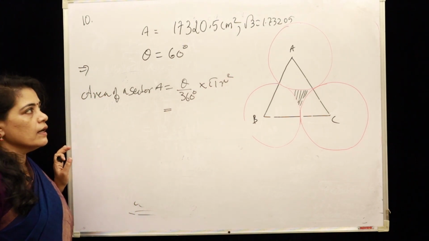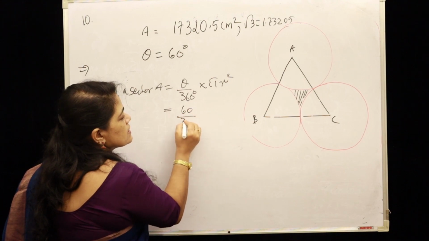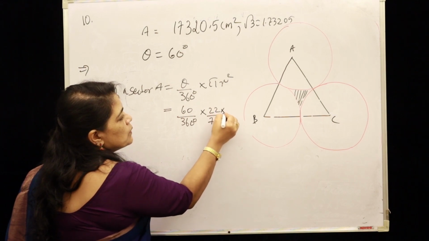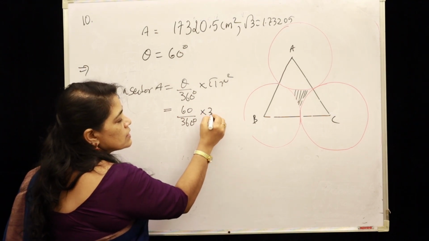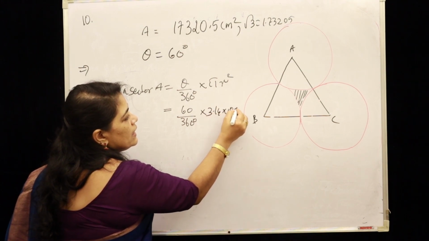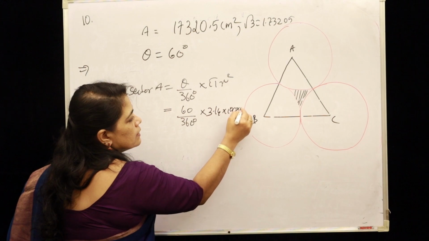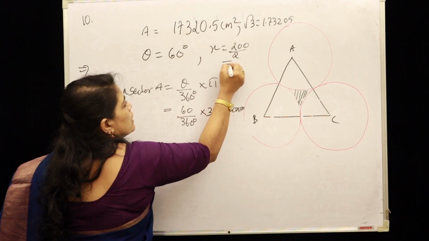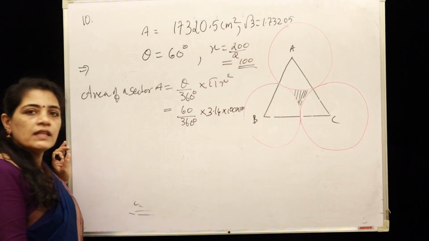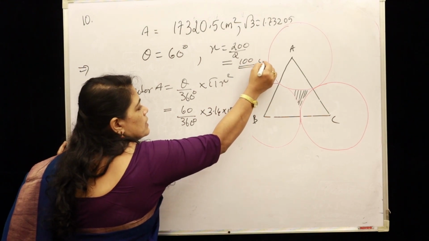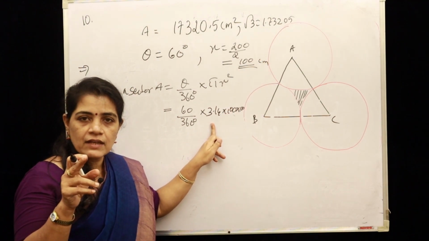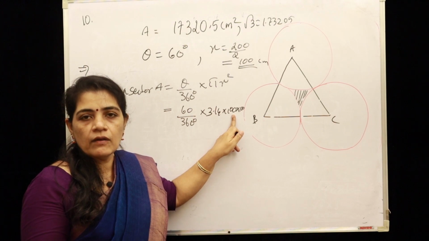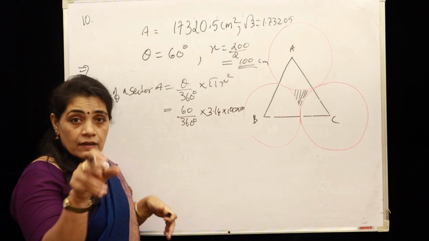And it will become 60 by 360 degree into 22 by 7 into, instead of 22 by 7 we can substitute 3.14, into 100 into 100. Here radius will be 200 by 2 according to the question. Half the side will be the radius, that is 100 centimeter. That is why I replaced 22 by 7 with 3.14, because if you multiply with the 100, the multiplication will become very easy, rather than 7 coming in the denominator.